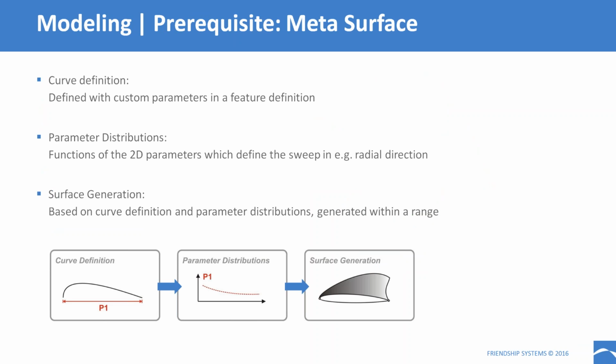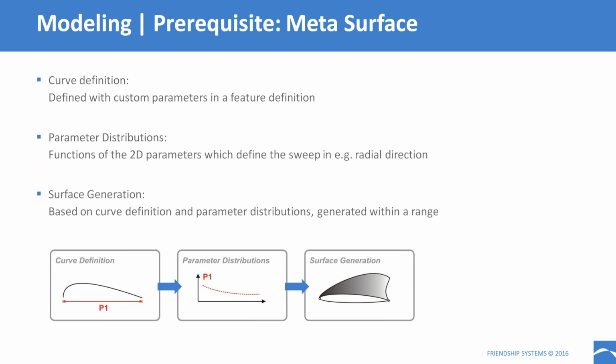So last time, you might remember we talked about the so-called meta surface, which is this special type of parametric surface that we use in CAESES to model complex geometries. And you might remember I told you last time the meta surface is built up of basically 3 steps. We start the design by creating a parametrized definition of the cross-section through the surface.